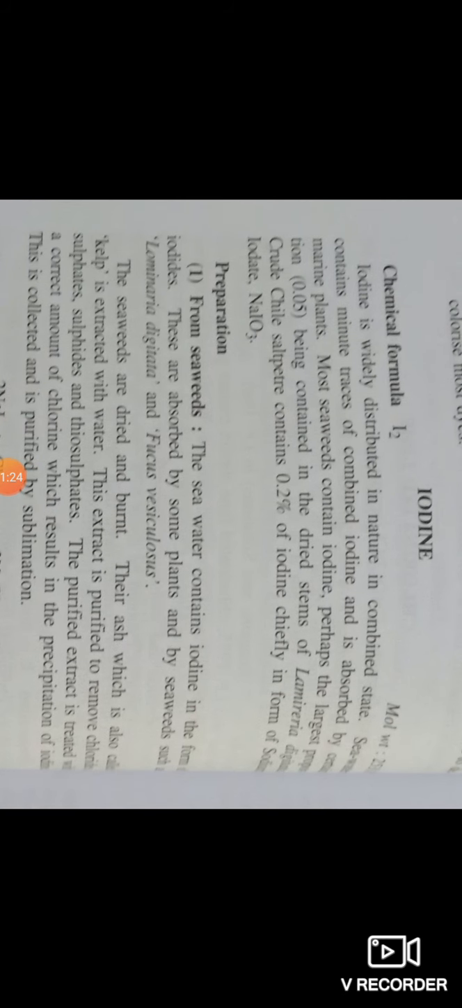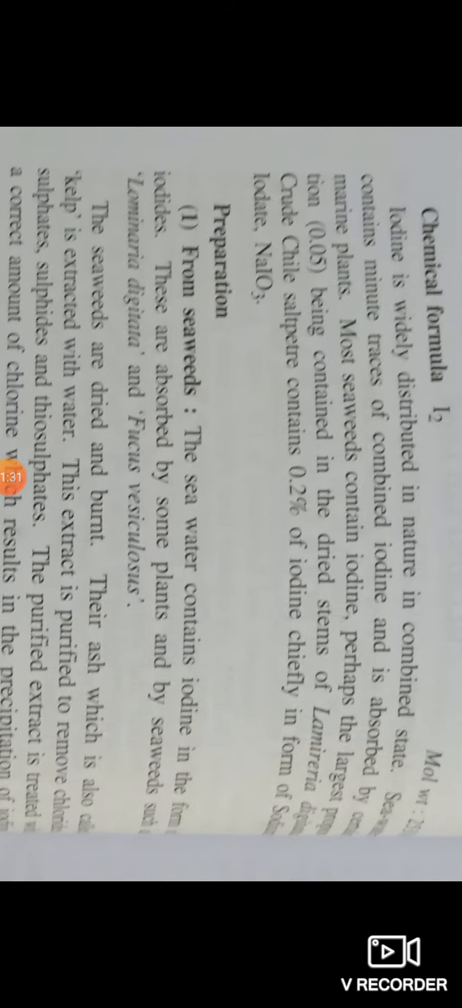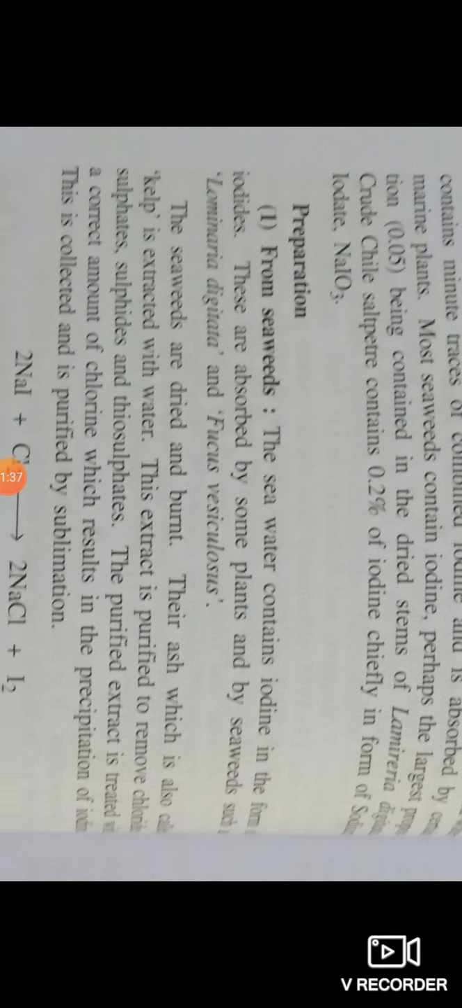Preparation: it's mainly prepared from seaweeds. Sea waters contain iodine in the form of iodides. These are absorbed by some plants like Laminaria digitata. These are dried or burnt. Sodium iodide plus chlorine forms sodium chloride plus iodine. That can be extracted with water.